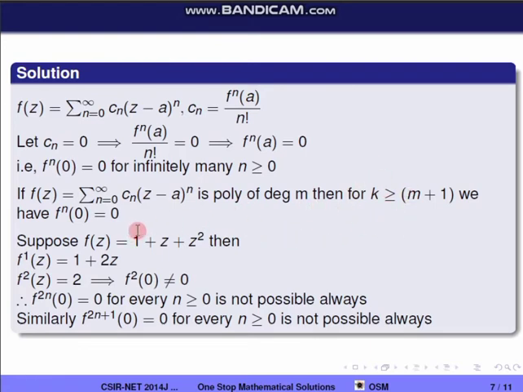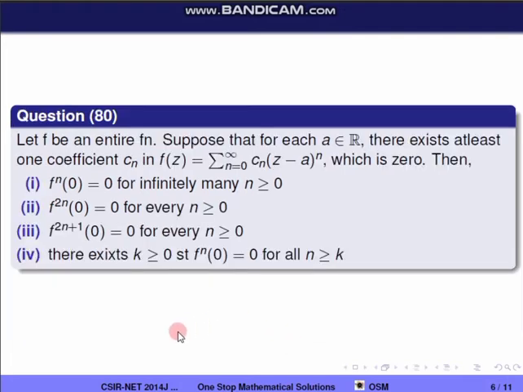Suppose if I choose f of z is equal to 1 plus z square, then I am getting second derivative as non-zero. So this implies f^(2n)(0) is not 0 for every n greater than or equal to 0. That is, this condition is not possible always. Similarly, we can say f^(2n+1)(0) equal to 0 for every n greater than or equal to 0 is not possible always. So we will check the correct option. So the correct options are 1 and 4.